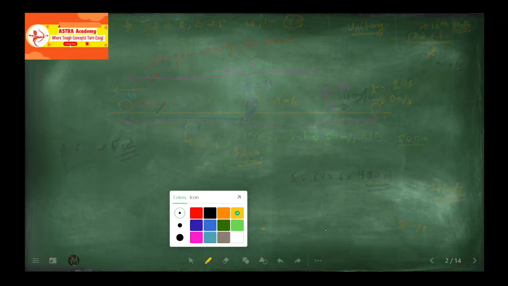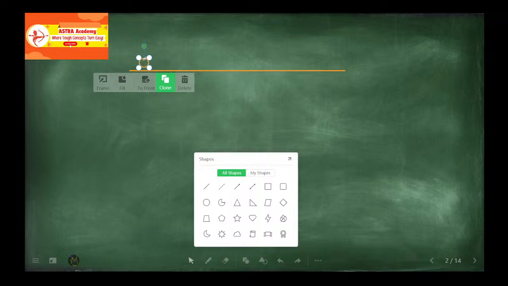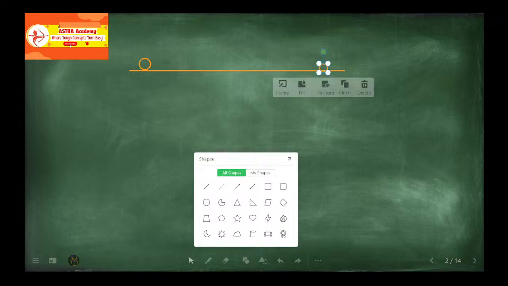Okay. So one more case we can discuss in motion in 1D, and then we will move to the projectile part. Right. One more case we will discuss. In this case, we will not take retardation. In this case, we will take acceleration. Listen carefully.